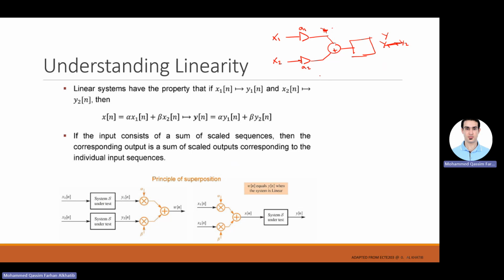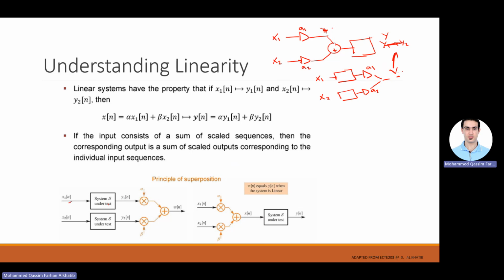Or you can do it like this. Take x1, apply it to the system, scale it by a1, and you have x2 applied to the system. It gets multiplied by a2, add them, and you get a certain output here. Just check these two outputs. So that's it. It's just where you apply the system here.